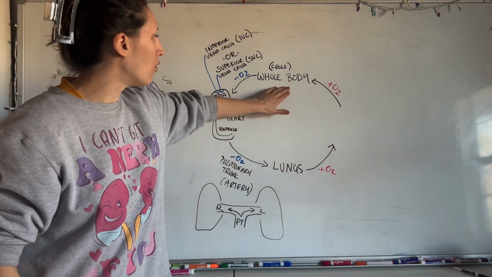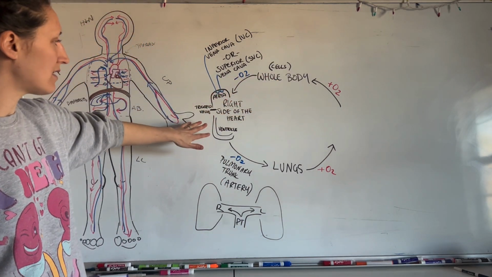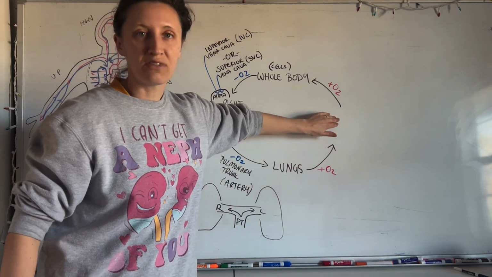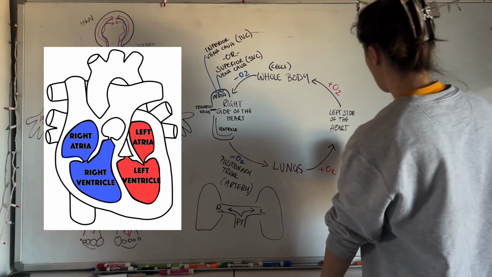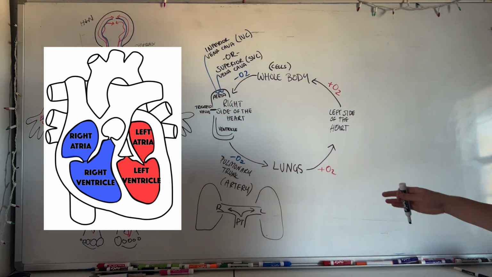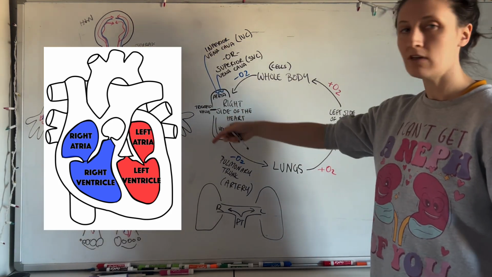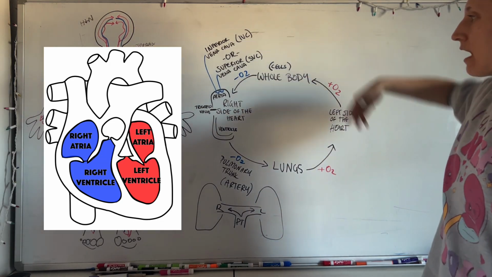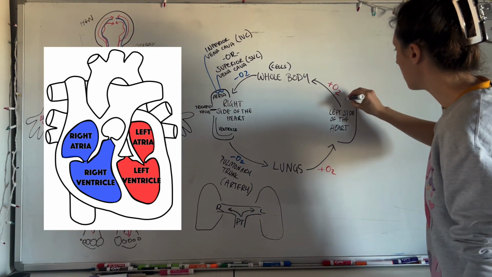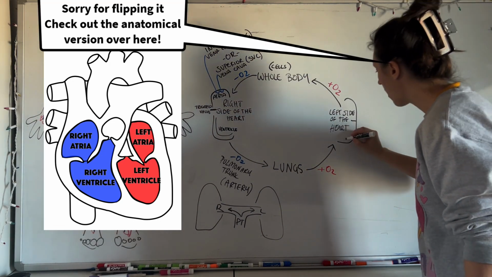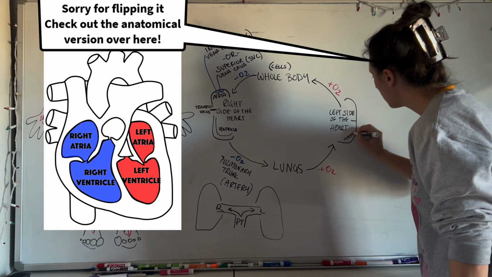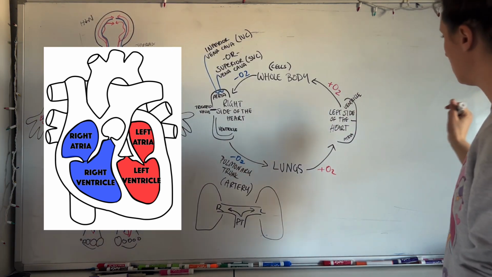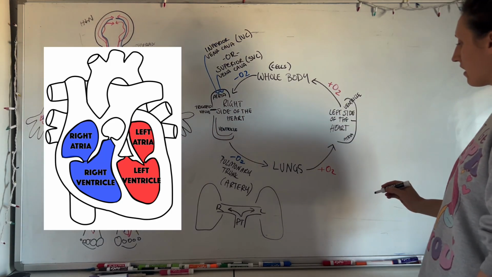So notice we go whole body to the right side of the heart, to the lungs, to the left side of the heart. Again, we have an atria and a ventricle. Now this is more anatomical. Atrias are always on top of ventricles, but for this drawing, I'm actually going to put the atria down here, and I apologize if it bothers anybody, but I want the path to be correct. We'll do an anatomical version as well. So this is left side of the heart.